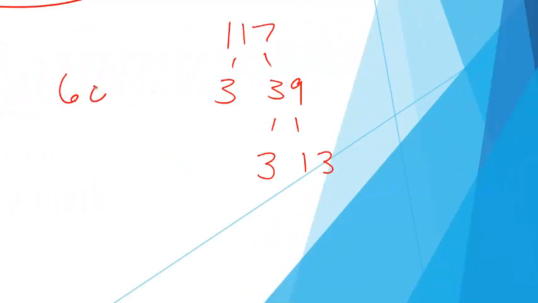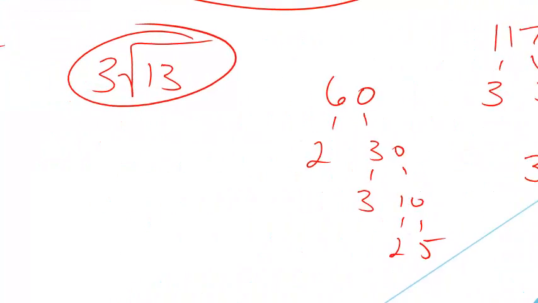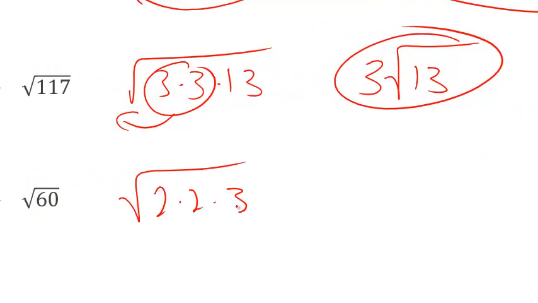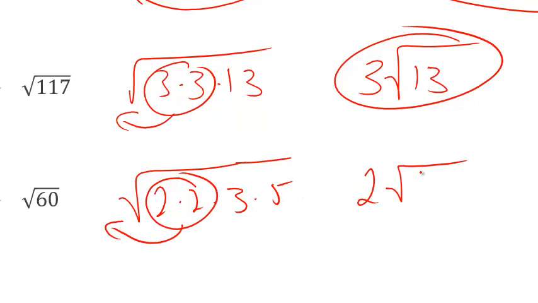One more, square root of 60. Factor 60. That's 2 and 30. That's 3 and 10. That's 2 and 5. So we're going to have 2, 2, 3, and 5. The pairs would be 2's, so take out the 2's. Our answer would be 2 square root of 3 times 5, which is 15.